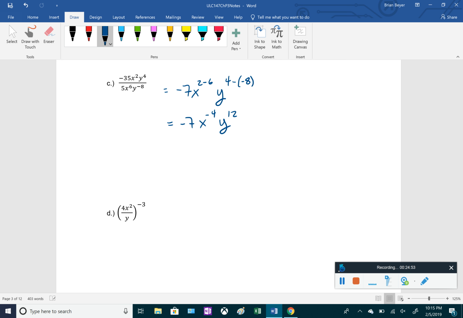Okay, so we have to rewrite this with positive exponents only. So that's negative 7 y to the 12th over x to the 4th.